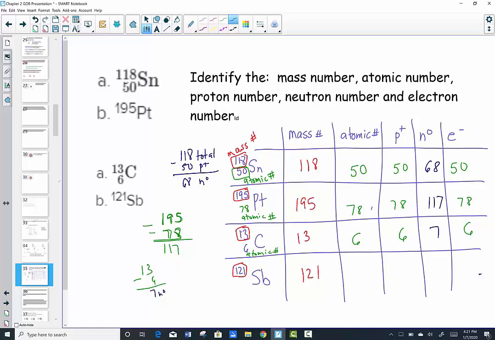And the last one, the element Sb. No atomic number given, but with the elemental symbol, we can find it on the periodic table. The elemental symbol given there, Sb, is number 51. You see it on the chart? Number 51 is the atomic number. And so therefore, based on knowing that, we know there's 51 protons and 51 electrons. 121 minus 51, and you subtract that with me, we get 70 neutral neutrons.